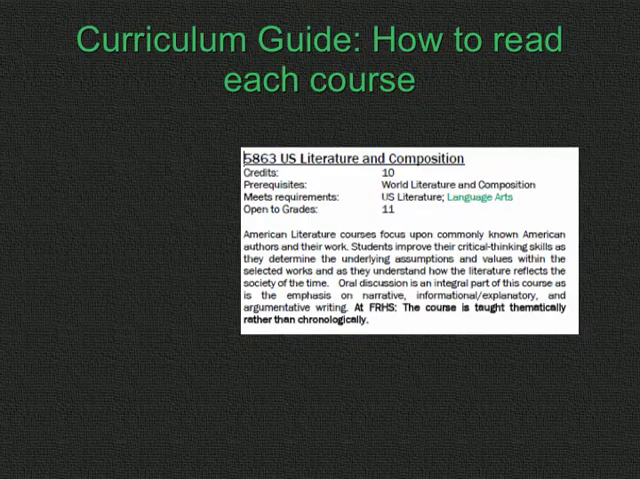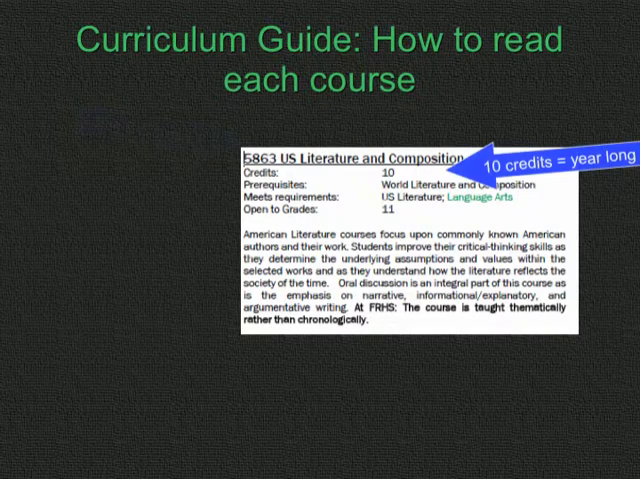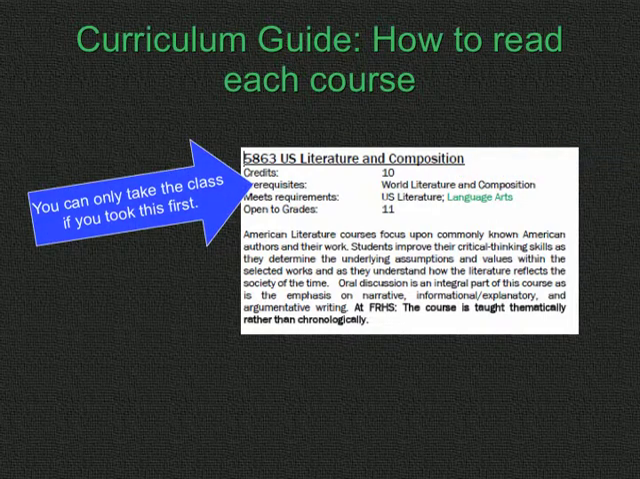Here's how to use your curriculum guide. First, you will see a title and a course number for each class that's offered at Fossil Ridge High School. Then you will be able to tell how many credits that course is worth. 10 credits equals a year-long course. 5 credits is a semester-long course. You will also need to note the prerequisites required for each class. In order to register for that particular class, you must make sure the prerequisites have been completed in a previous year in school.